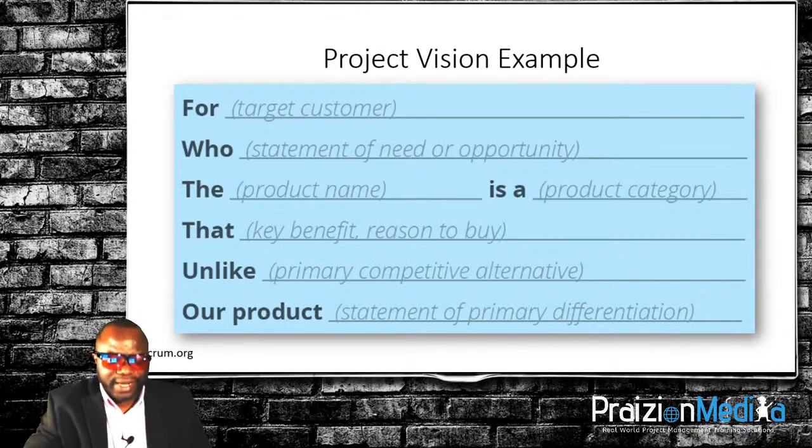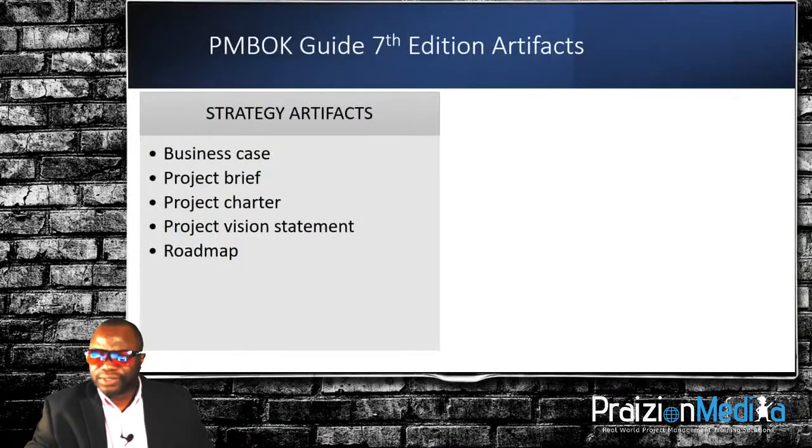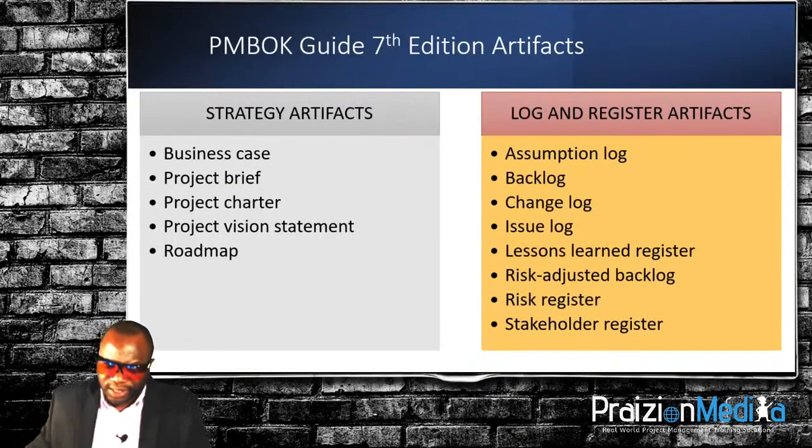Let's go to logs and registers next. Logs and registers, the very first one here is the assumption log. What is an assumption? Assumption is a factor that is considered to be true, real, or certain without proof. We also have a log of constraints. A constraint is a factor that limits the project team's options.